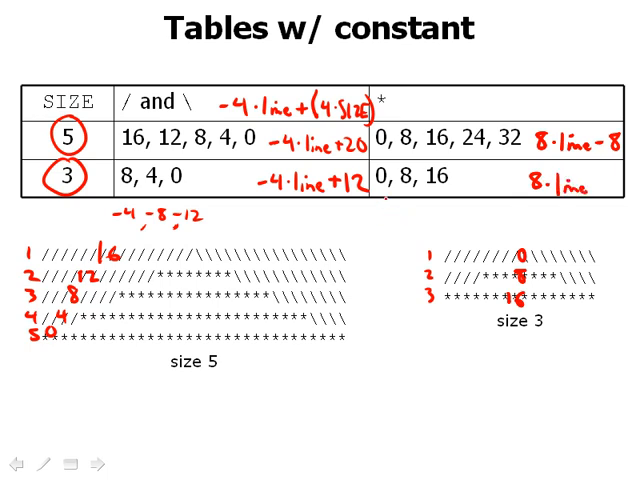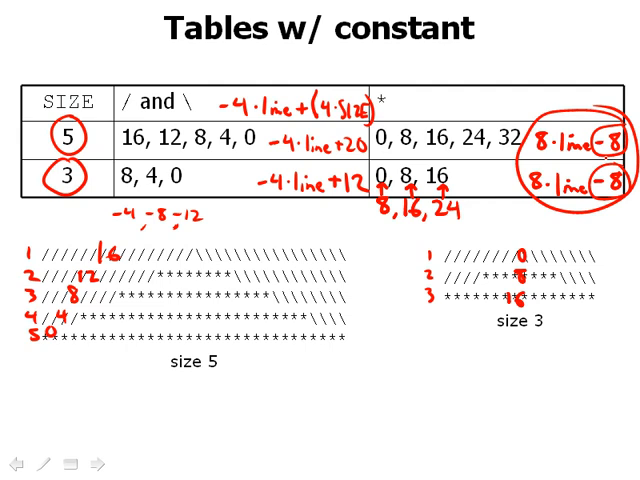8 times line number 1 would be 8. 8 times line number 2 would be 16. And line number 3 would be 24. How do I convert these numbers into these numbers? Well, they're all 8 too large, so I'm going to subtract 8. The interesting thing there is that at size 5 and size 3, the formulas are the same. It doesn't change. You might have thought that this 8 would somehow adjust based on the size, this -8. But it turns out that it doesn't.